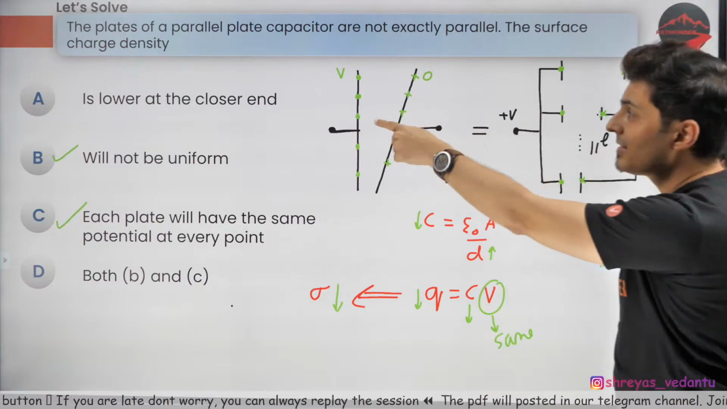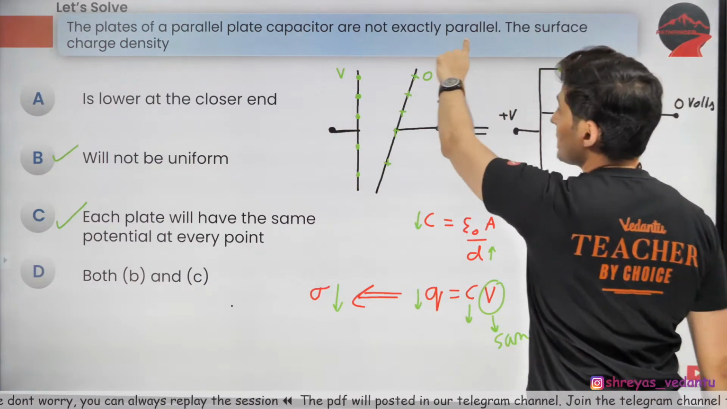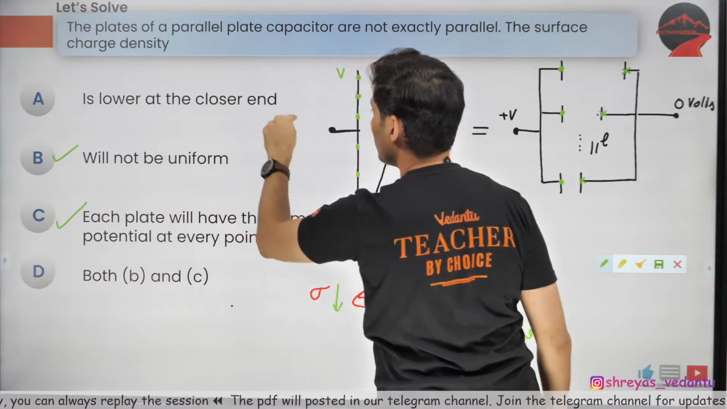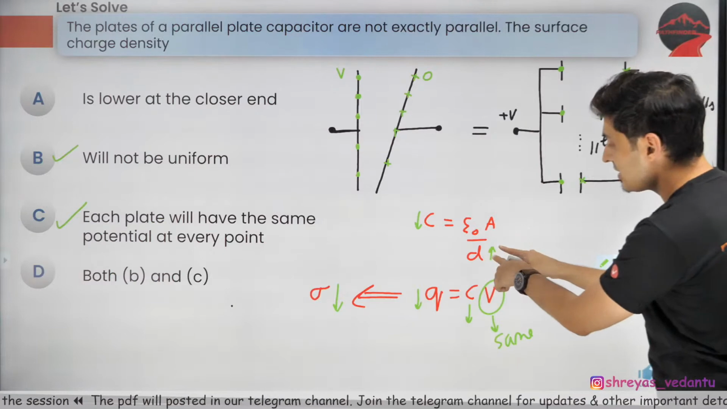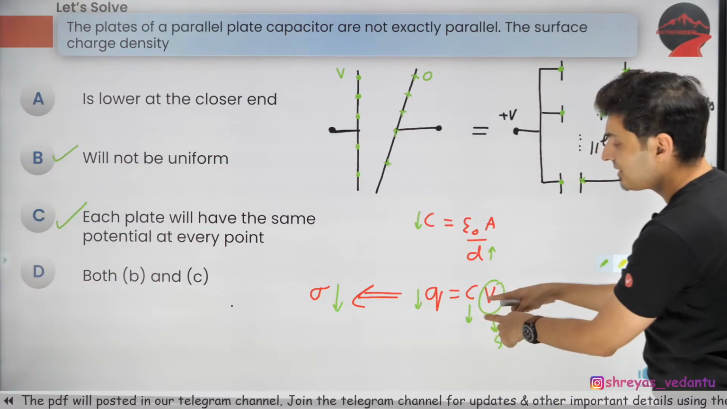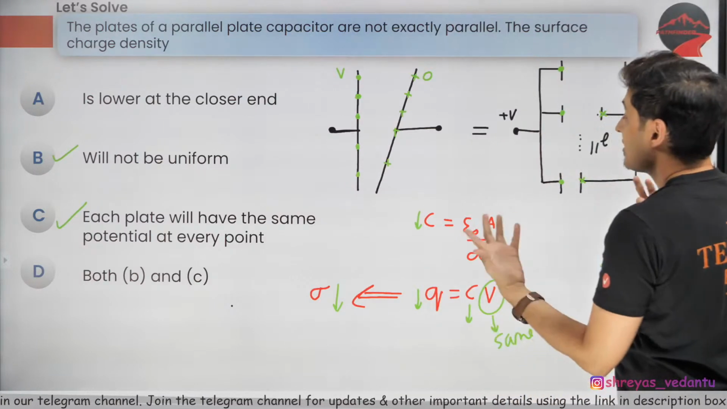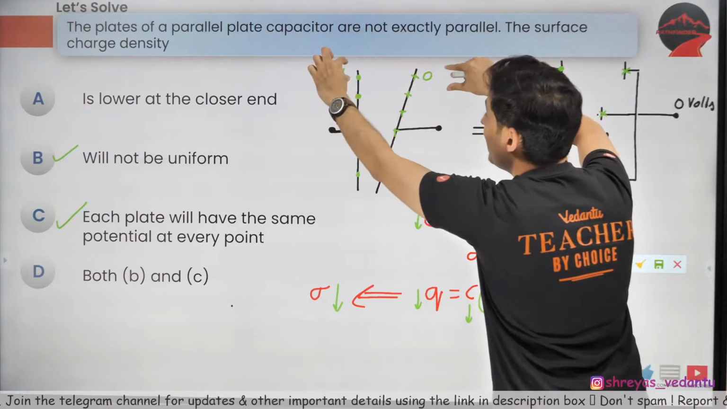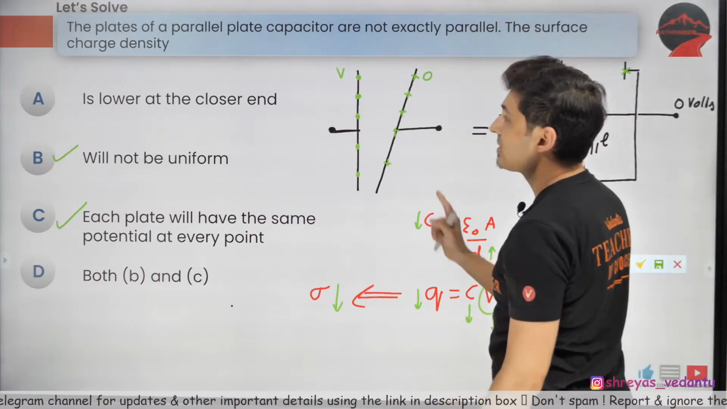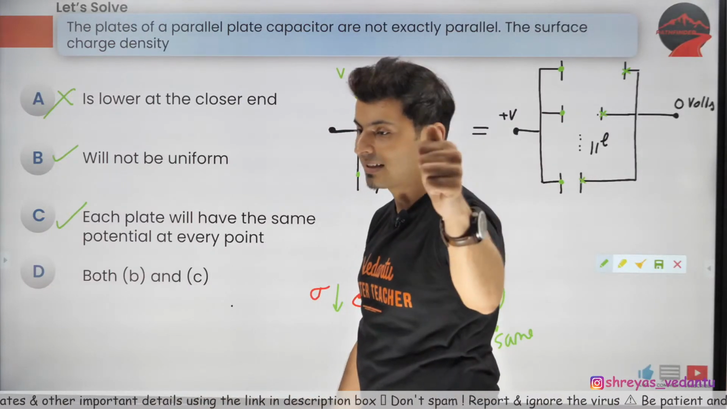Next, is the lower one having lesser charge density? Is the surface charge density lower at the closer end? Let's think about it. Wherever distance is more, capacitance is less, charge is less, charge density is less. So where distance is more, that means here at the wider end, the charge density is less. So hence this option is wrong. I hope this makes sense.